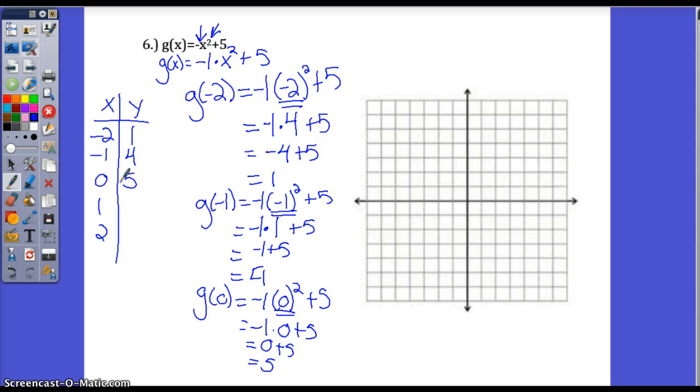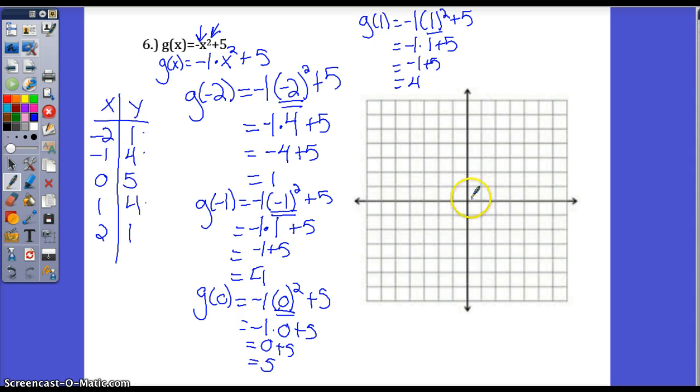Plug in my 1. So we have g of 1 equals negative 1 times 1 quantity squared plus 5. 1 squared is 1. Negative 1 times 1 plus 5 is negative 1 plus 5, which equals my 4. I don't know if you start to notice a trend, but 5, 4, 4, 1, I bet you know what comes next. It's a 1, and you're right if you substitute it in.